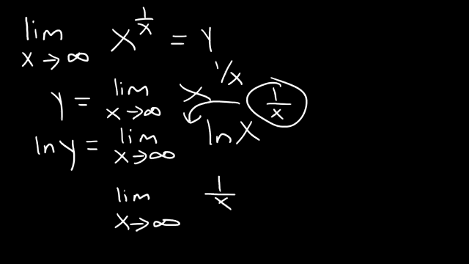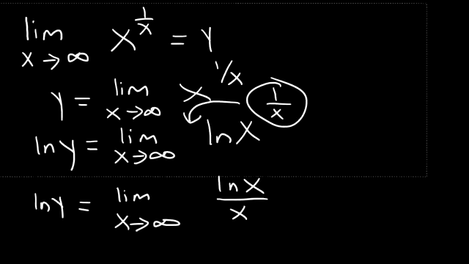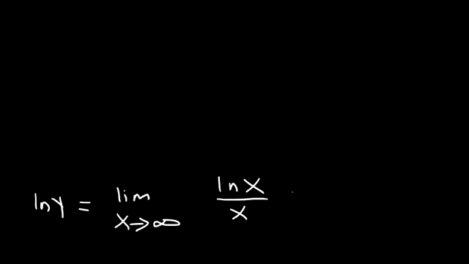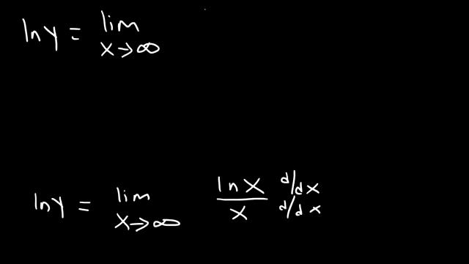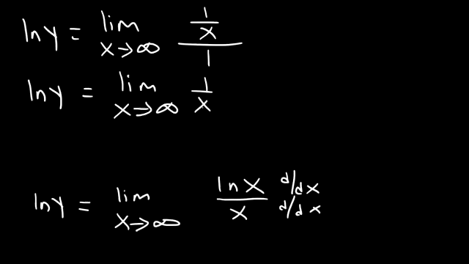So we have 1 over x times ln x, which we can write as a fraction. So we could say that's ln x over x. So now we can employ L'Hopital's rule on the right side. So the derivative of ln x is 1 over x, and the derivative of x is 1. And so we have the natural log of y is equal to the limit as x approaches infinity, 1 over x.